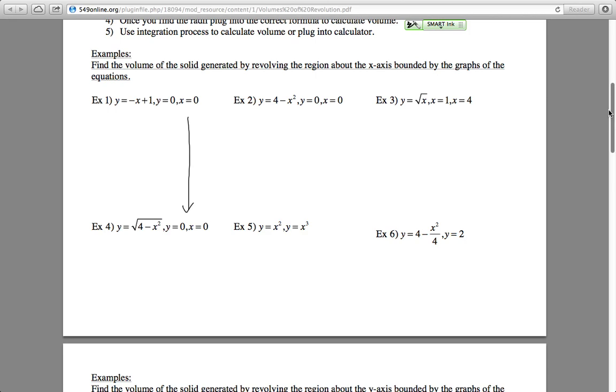All right, what's 4 minus x squared? Upside down parabola shifted up 4. And then you've got y equals 0, which is the x-axis. x equals 0 is the y-axis. So where is it?